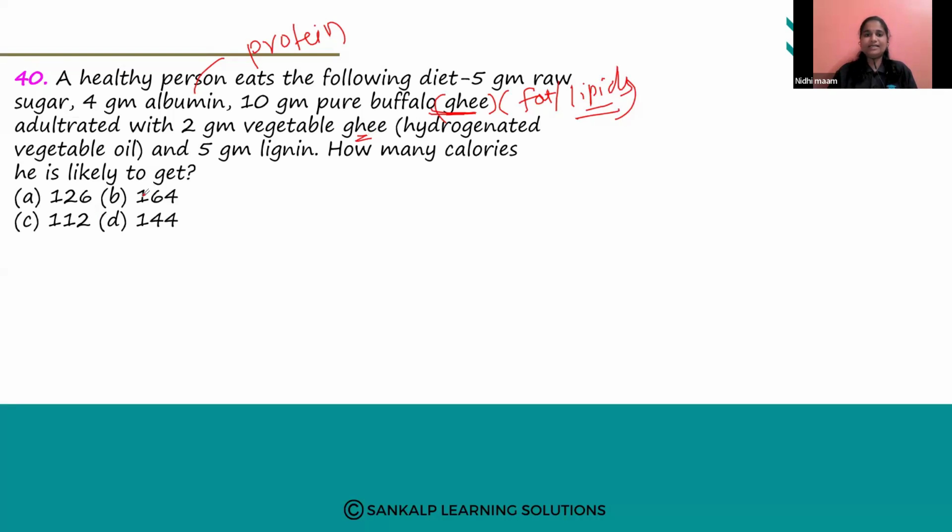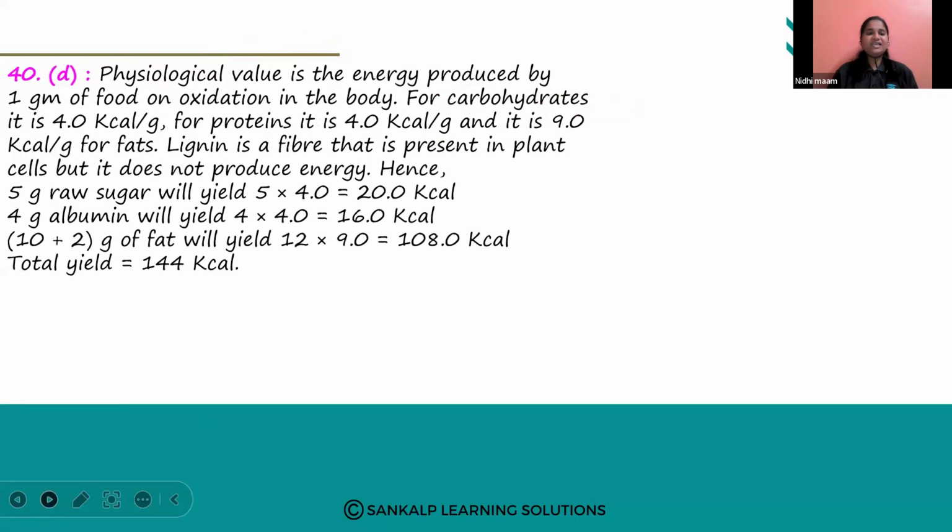Rakshita answered it. Good. Then what about others? Yes, YouTube students. Let us check the answer here. See here, option D is the right answer. Physiological value is the energy produced by 1 gram of food on oxidation in the body.